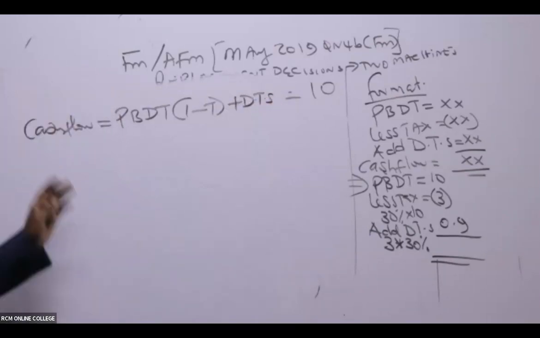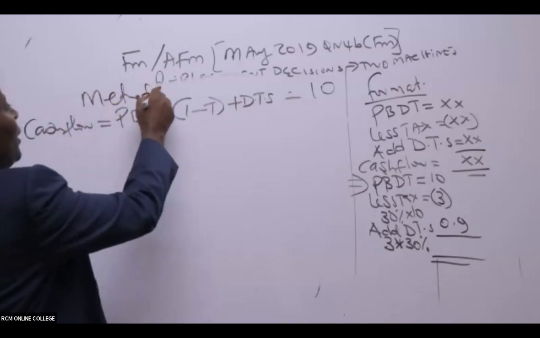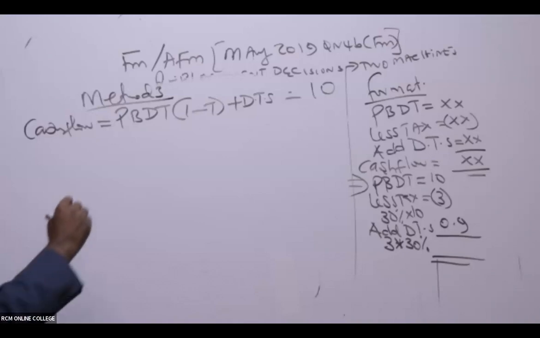A good ninja will do it directly like this. You take profit before depreciation and tax, you less taxation, and then you add depreciation tax shield. So in this question now, this is method 3. Do we have this PBDT?